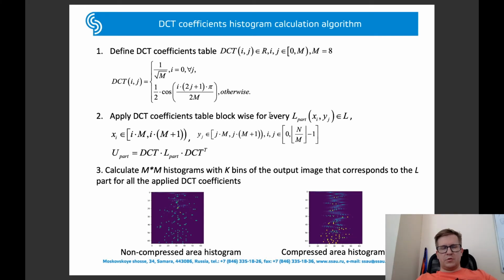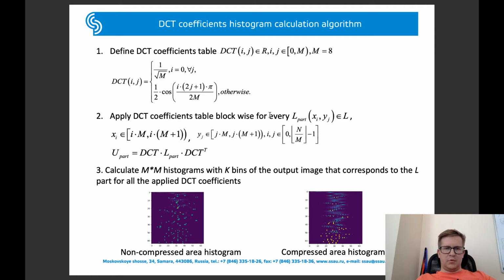When we speak about discrete cosine transform coefficients histogram calculation, we mean the following algorithm. So first we define the coefficients table. It's the same step as in JPEG algorithm. Then we apply these coefficients for every part of an image and calculate histograms with k-bins of the output image that corresponds to the L part of an applied DCT coefficients. So on these two pictures we can see the difference in non-compressed area histogram and compressed area histogram.